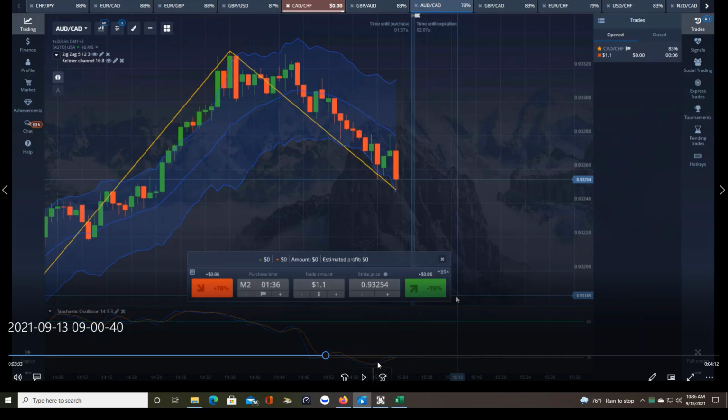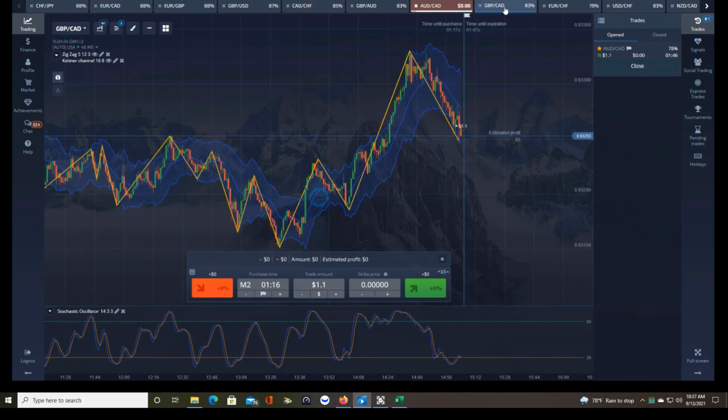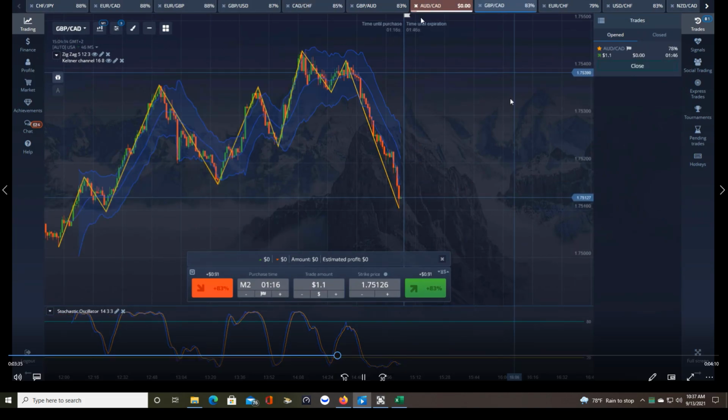And then the stochastic oscillator, the blue line, has to break out above the yellow line. It's hard to see in the video because this line hovers over that. There, you can kind of see it if I click on it. But I'm already in that trade.